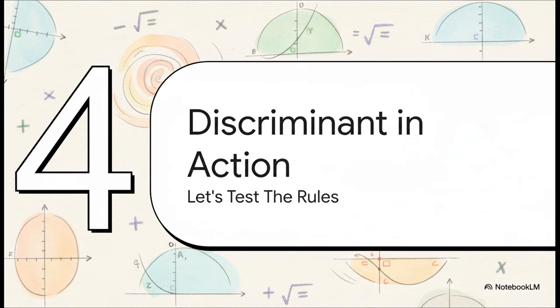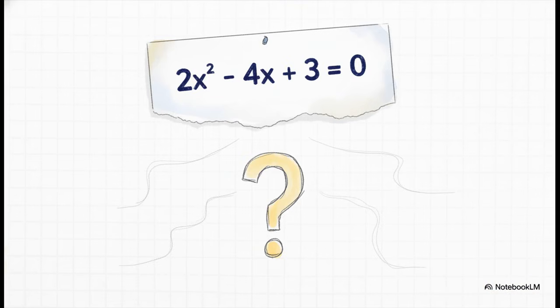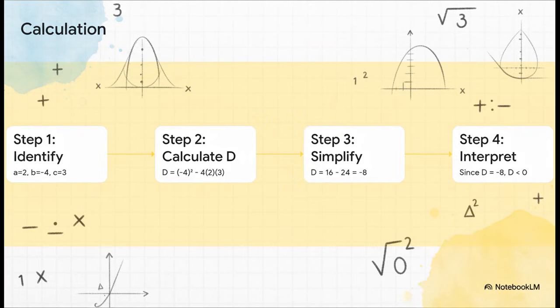All right, theory is great, but let's see this thing in action. The best way to really get a feel for these rules is to just jump in and test them out. Let's do a couple of quick examples. Okay, first up, we have the equation 2x squared minus 4x plus 3 equals 0. Our mission, should we choose to accept it, is to figure out the nature of its roots without actually solving for x. All we need is our new friend, the discriminant. So let's walk through it.